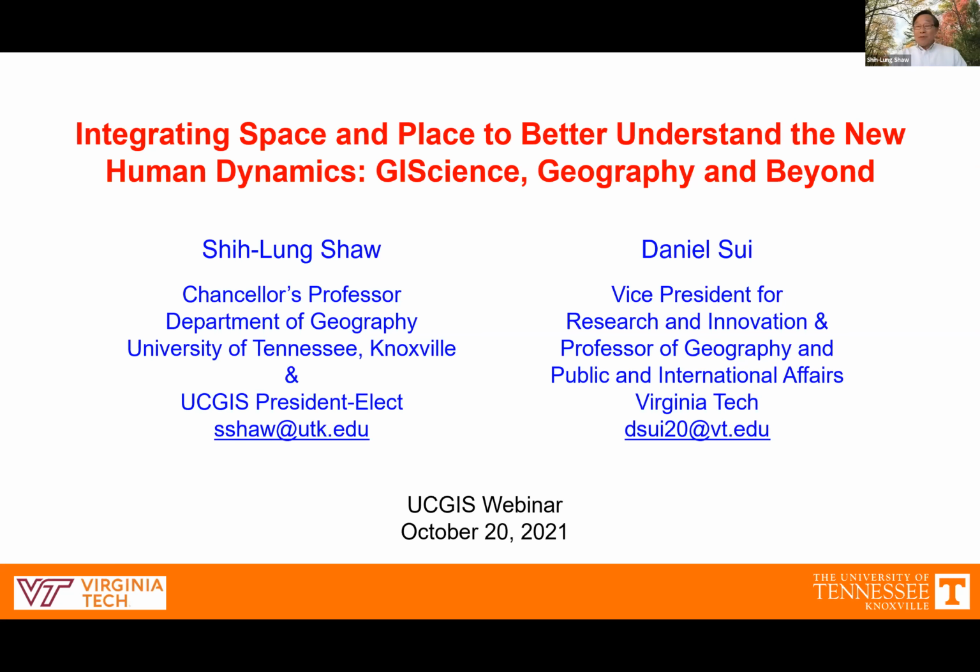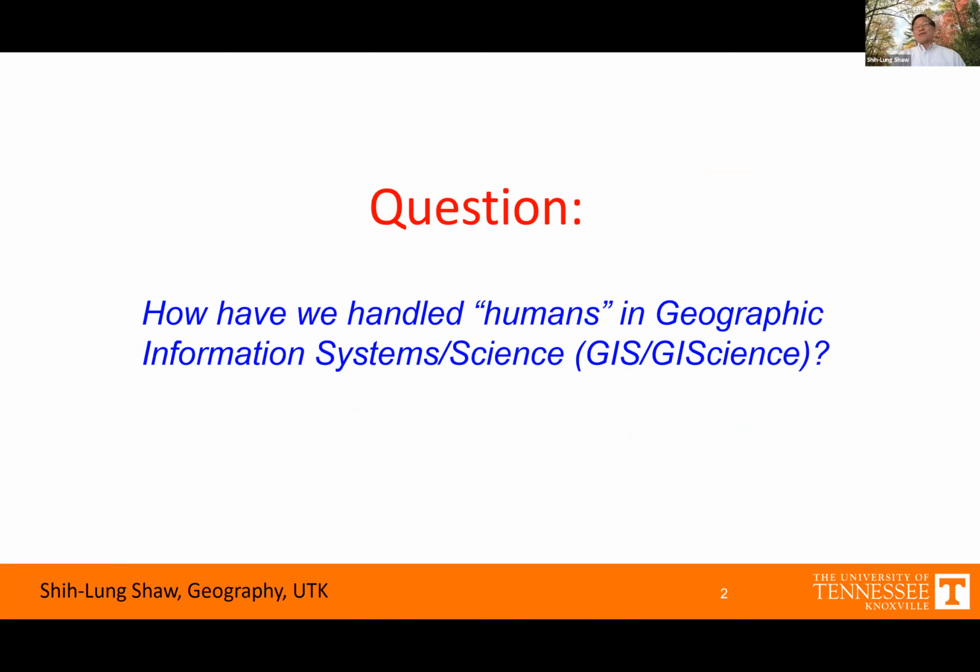Okay, I'm going to start with a question for our presentation. If we think about the GIS that we have been using for several decades now, how have we handled humans in GIS and GIScience? Probably you can guess that the answer from Dan and myself is we probably have not paid sufficient attention to humans when we work on GIS and GIScience.